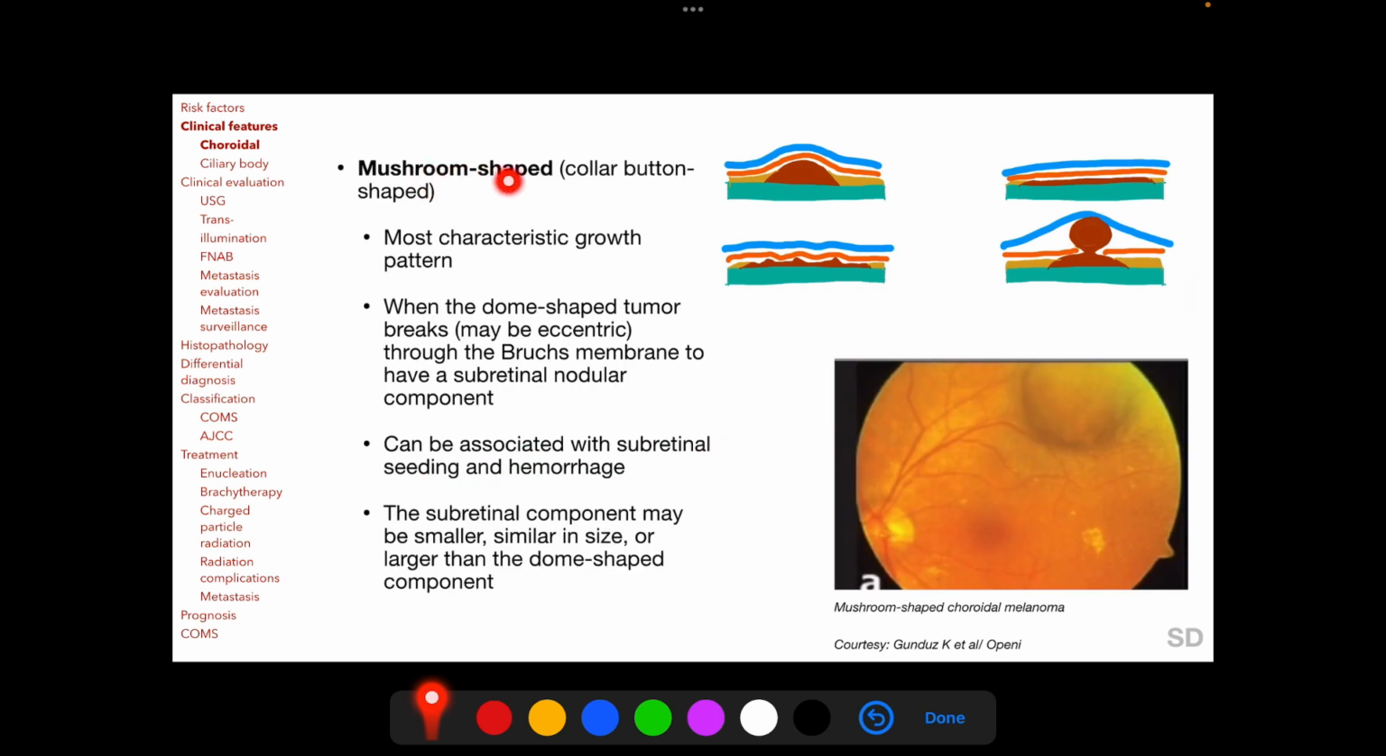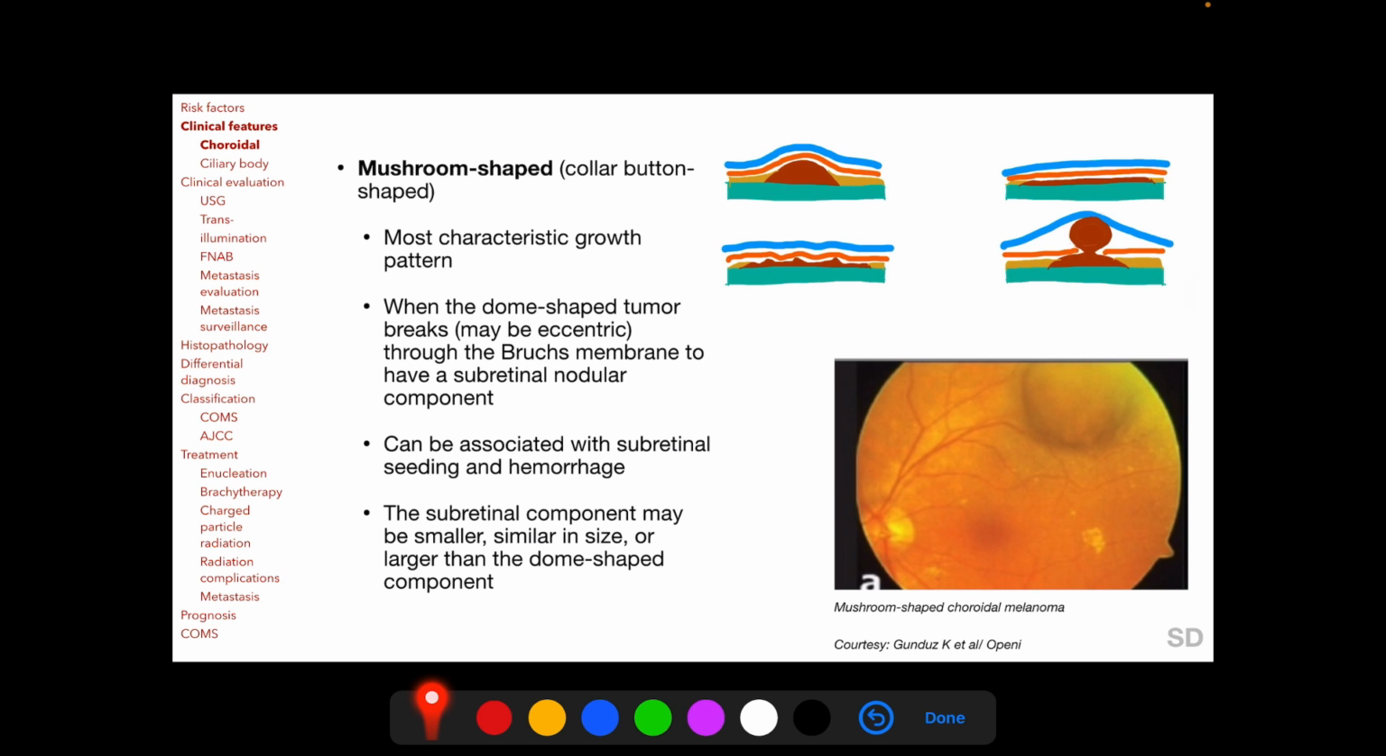The mushroom-shaped or the collar button-shaped growth pattern is the most characteristic growth pattern of choroidal melanomas, and this occurs when a dome-shaped tumor breaks through the Bruch's membrane to have a subretinal nodular component. And the break in the Bruch's membrane can be eccentric over the dome-shaped portion of the tumor.